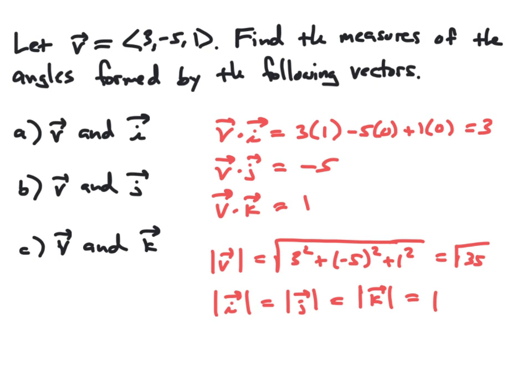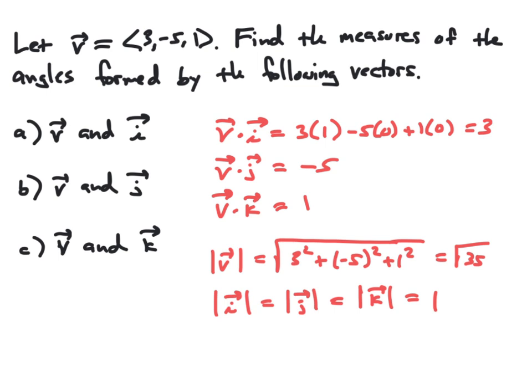We start by computing all of the dot products and magnitudes that we're going to need for the calculation. Like before, v dot i is going to be the first component of vector v, which is 3. v dot j will be the second component, which is -5. And v dot k will be the third component, which is 1.